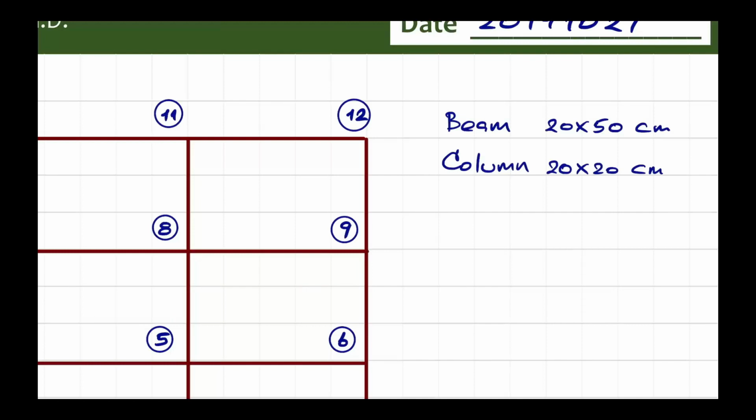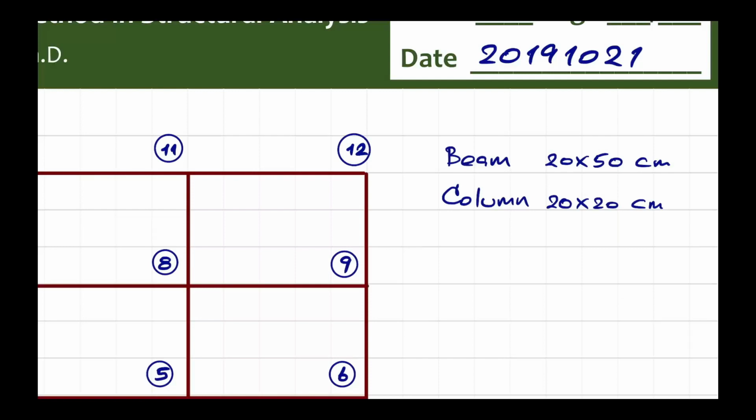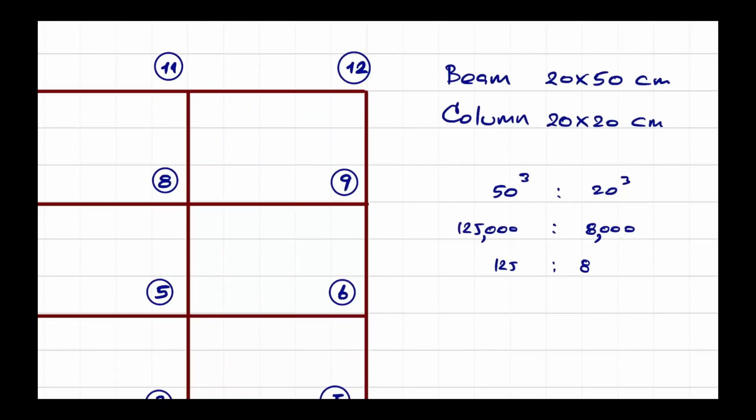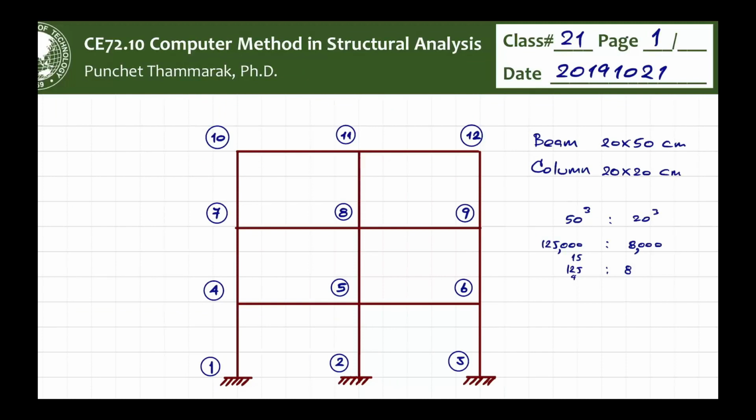So basically, for the beam you have bh cubed over 12, whereas for the column the h is 20. So the ratio for the h cubed to the 20 cubed, right? 5 to 5, 25, and then you get 125,000. Over here, 8,000. So what is the ratio? 125 to 8, right? 125 to 8, around 15 times. So the EI you have from the column is just 1/16 of the EI you obtain from the beam.